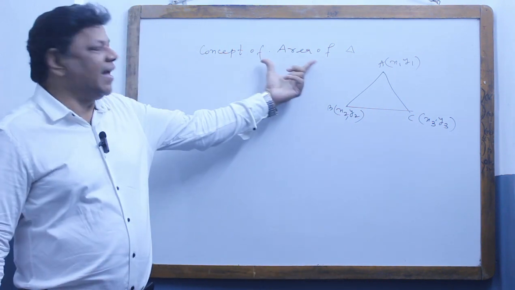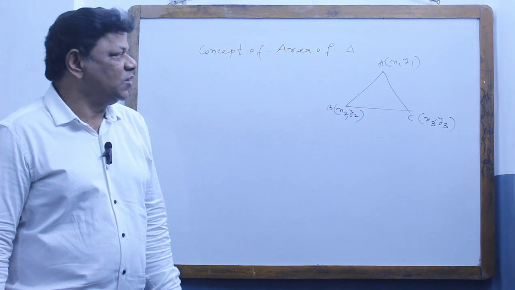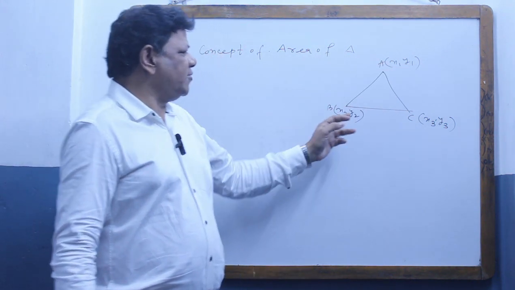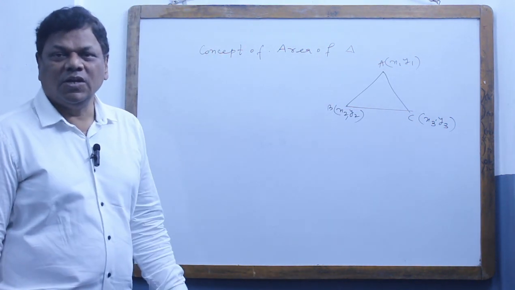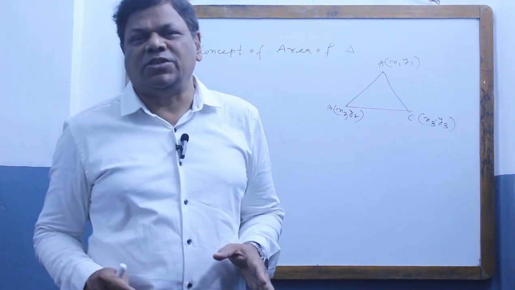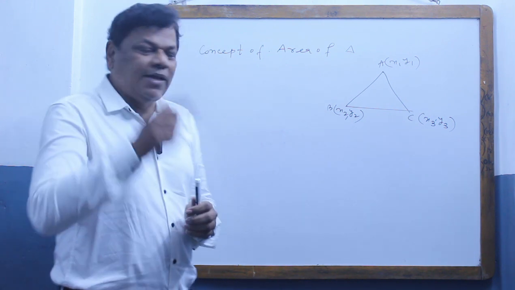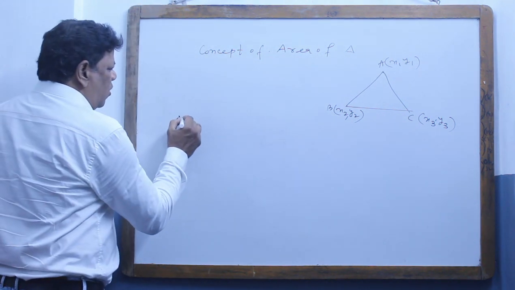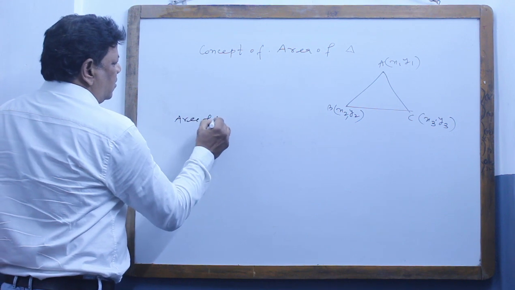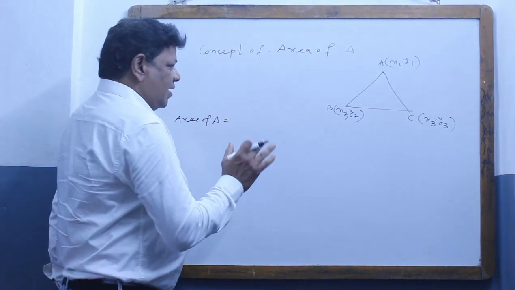Now see, area of triangle, how to find. Triangle ABC is given. What are the coordinates x1, y1, x2, y2, x3, y3? Now how to find the area? How to derive the formula, that I am not doing. How to remember the formula, that I am going to explain to you. Area of triangle equals, how to remember that, to understand well.